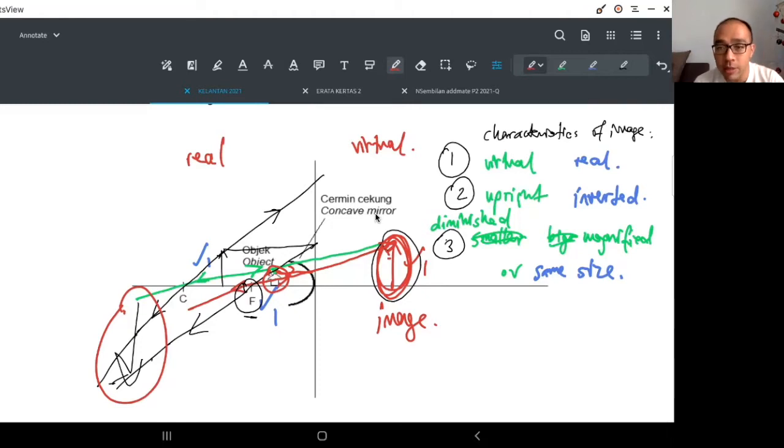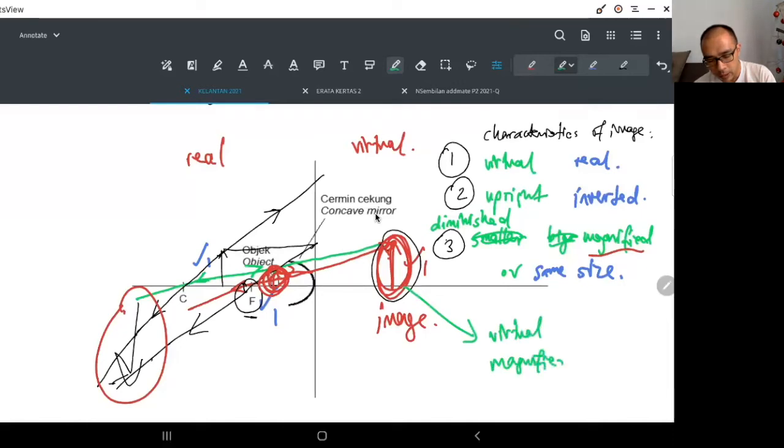Number 3, is it diminished, magnified, or same size? In this case over here, it is magnified because this is the height of the object. Ini je the object, but the image is so much bigger than the object. So is this what you did? Okay, so it is magnified. So in our case, the image that we've just drawn over here is virtual, magnified, and upright. Okay, virtual, upright, and magnified.